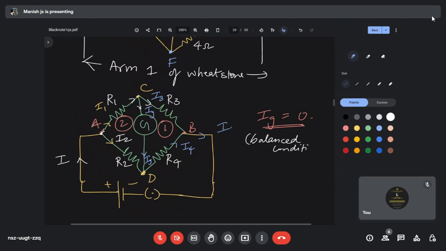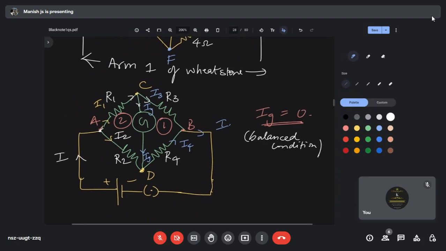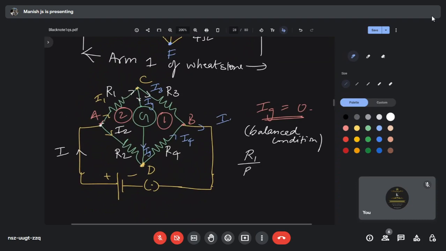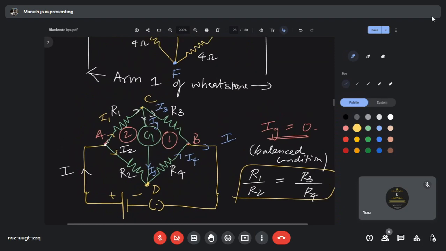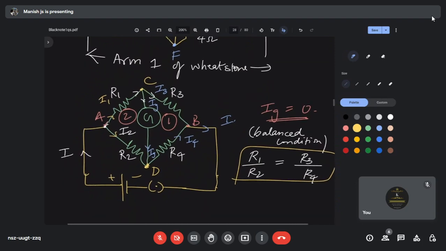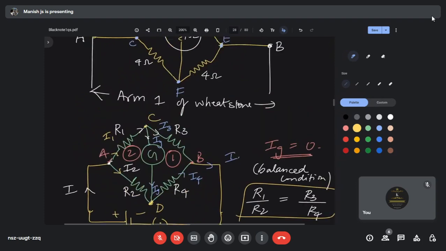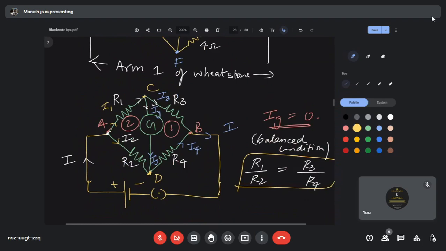Okay. So for a balanced condition, R1 upon R2 is equal to R3 upon R4. So we go for the ratio of the resistances in the circuit. This is the condition for a balanced Wheatstone circuit, so please keep this in mind. For the derivations, we don't have that much time. If time permits, definitely I will show the complete derivations. But you remember what is the balanced condition of the Wheatstone bridge.